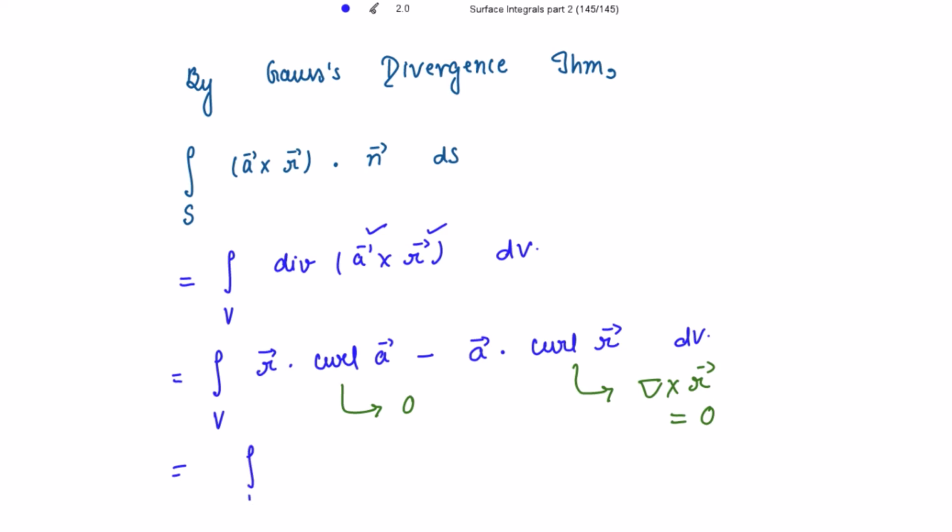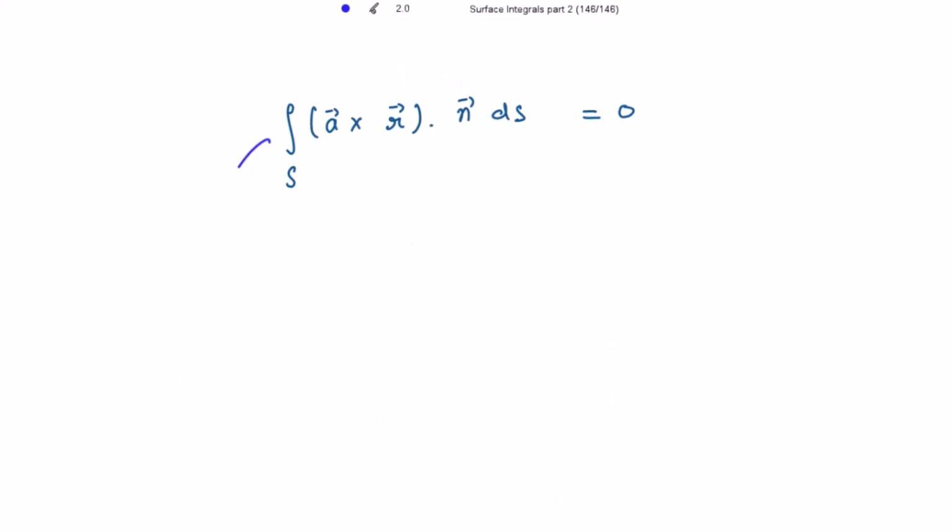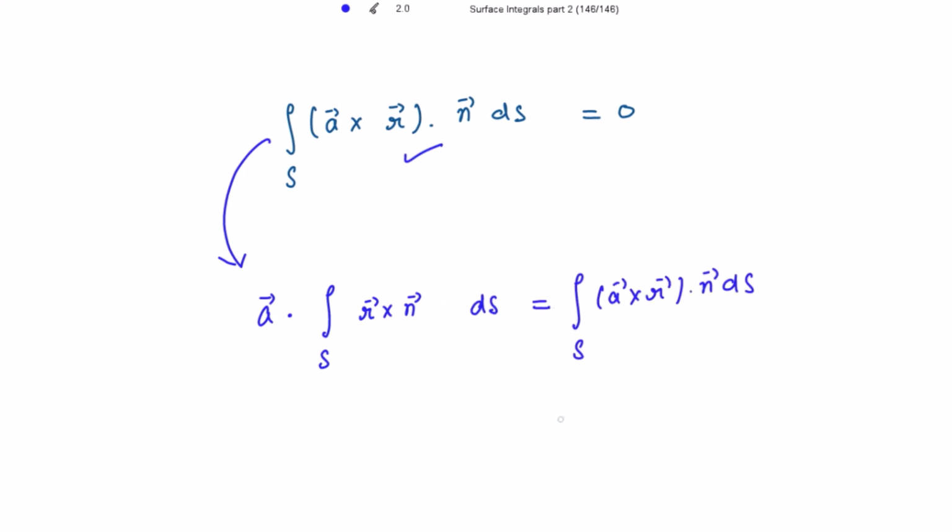So we get the volume integral of 0 minus 0, dv, so that is equal to the volume integral of 0 dv, which is equal to 0. So we have shown that this surface integral is 0, but we got this surface integral initially from A vector dot product with the surface integral of r vector cross n vector ds, that is equal to this, which is further equal to 0. That is, A vector dot product with the given surface integral is equal to 0.